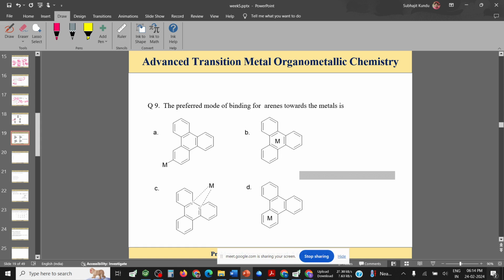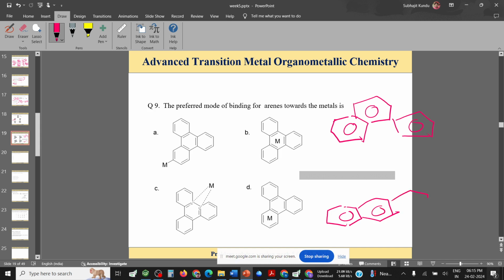What will be the preferred mode of bonding for these types of arene? These are the higher annulated arenes. We are discussing only the eta 6 arene system, but there are several kinds of arene systems like this. We can also have this, or this one, and also this one, also this one. So this is called the higher annulated system. With this higher annulated system, what will be the preferred mode of binding?